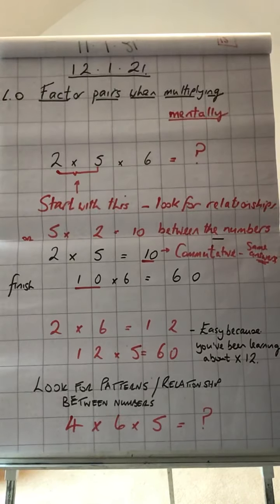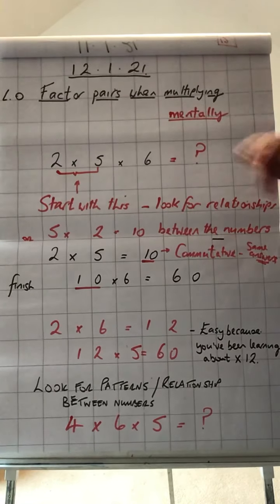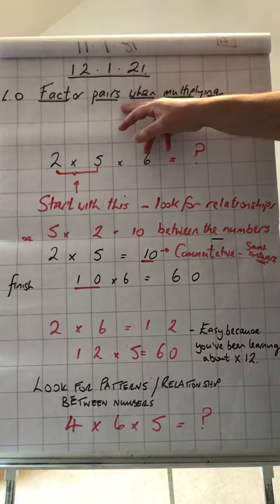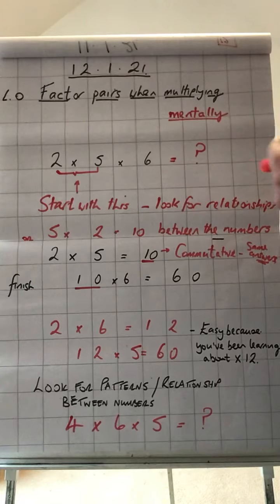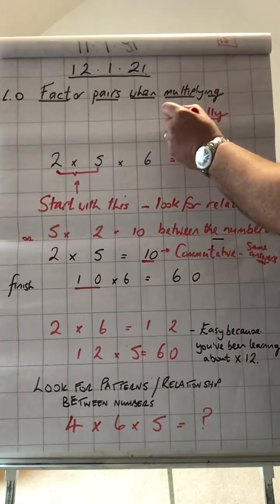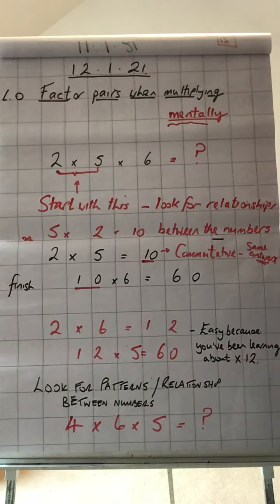The rest will be recap lessons that we will post, but we probably won't be putting on any videos. Okay, so today we're talking about factor pairs. What numbers work together when you are multiplying? And the key word today is this should be done mentally. You should be able to answer most of these questions, if not all of them, in your head without having to write any down.